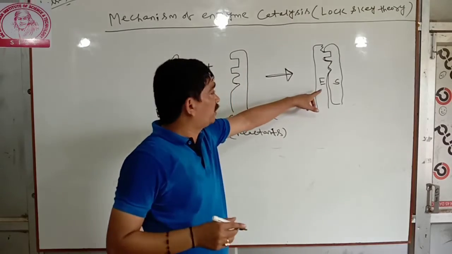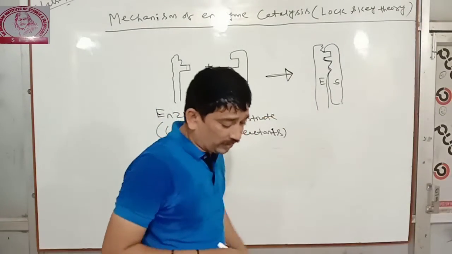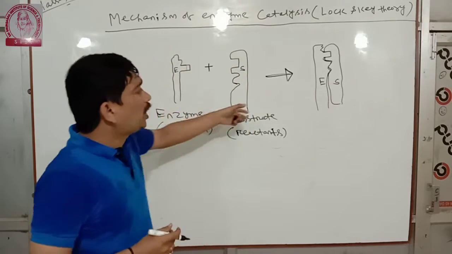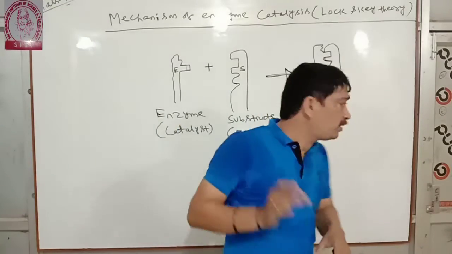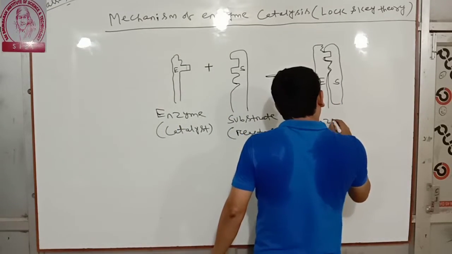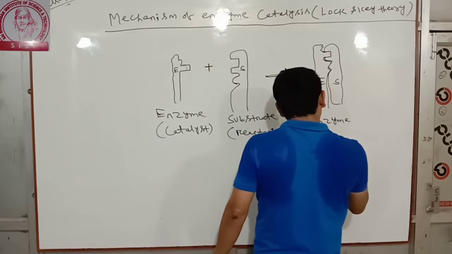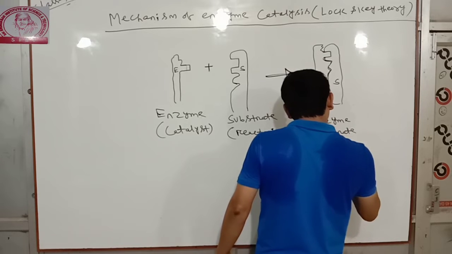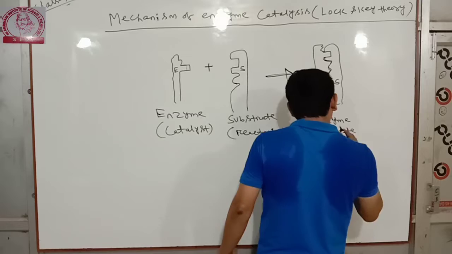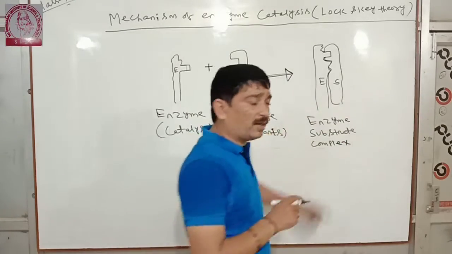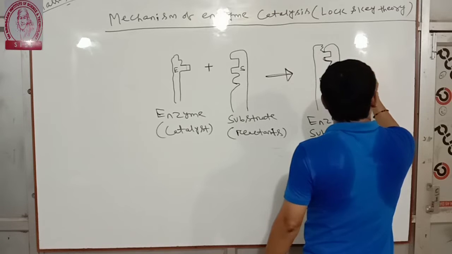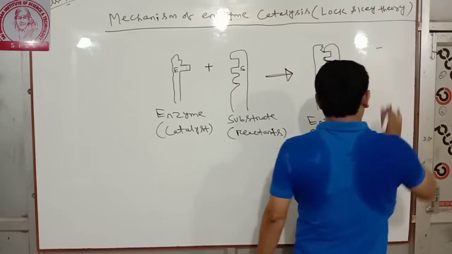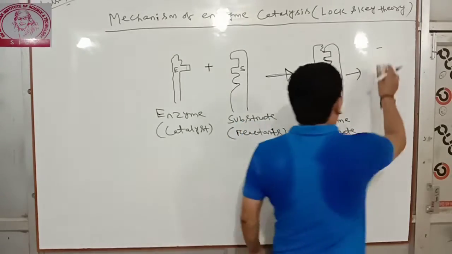This is the enzyme, this is the substrate. So this is the lock and key theory. This is the lock and key enzyme. This is the enzyme substrate complex.